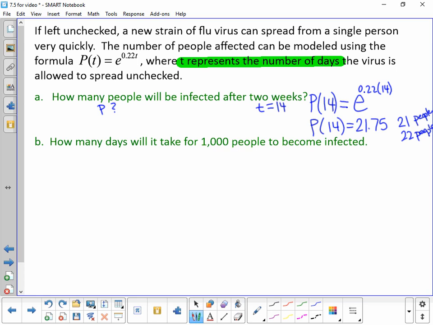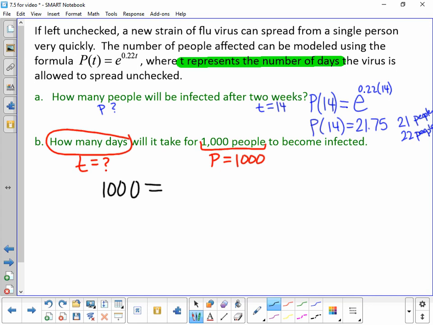Second part of this, though, is not asking the same thing. It's saying how many days. So it's asking us to find t. So how many days will it take for 1,000 people to be affected? It's giving us the P value. So if we set up our equation, it would be 1,000 is equal to e to the 0.22t power, and we're trying to solve for t.